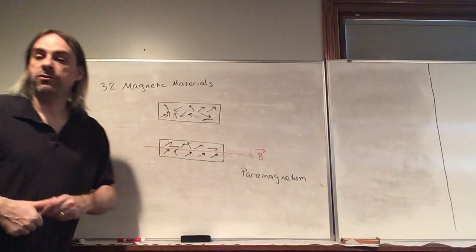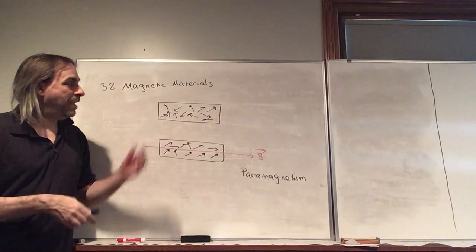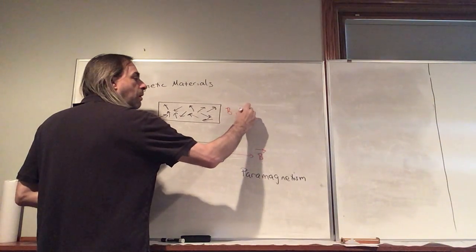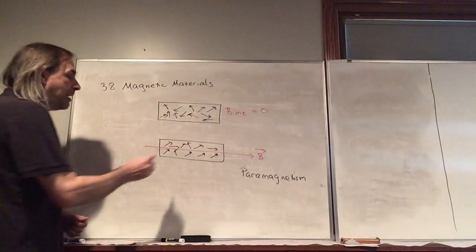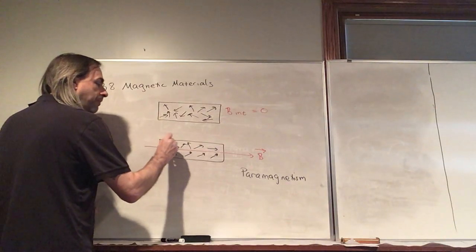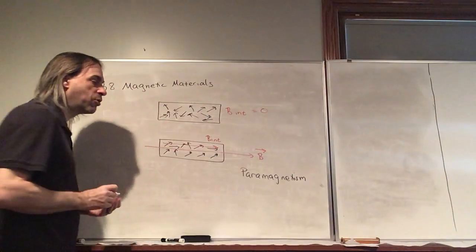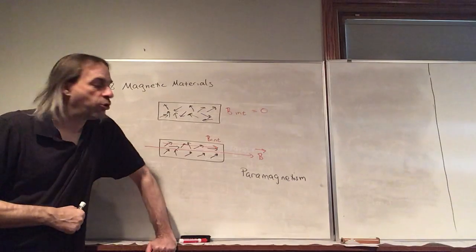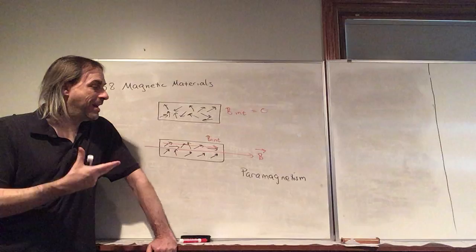It's called para for parallel. What this does is, here the internal field is 0. We've got all these magnets, and they cancel each other out. But now because the atoms line up with this external field, they create an internal field that points in the same direction as the external field. And so that is called paramagnetism. And this is common to many elements.